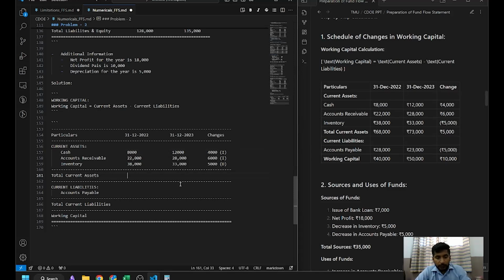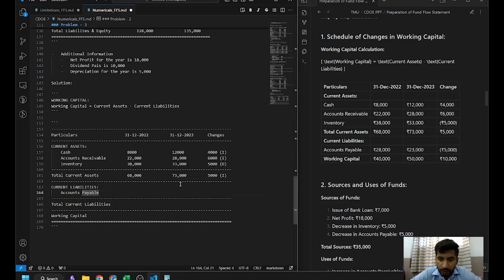Making my total current assets as 68,000 and 73,000 for 2022 and 23, marking the total change of rupees 5,000. Favorable.